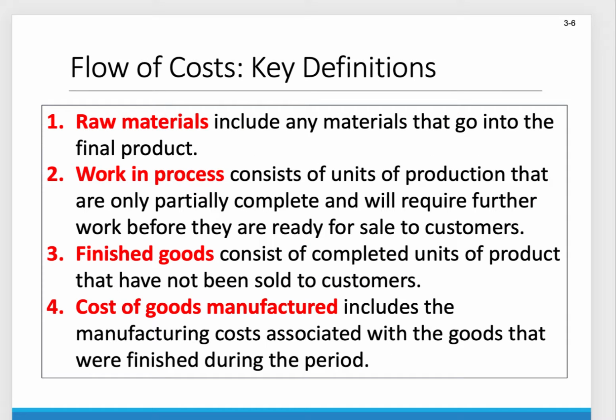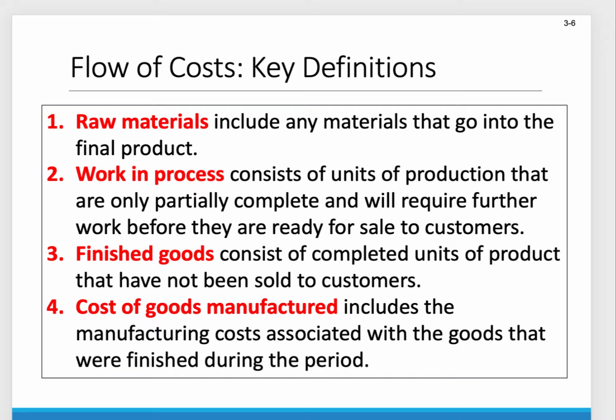Okay, so before we even jump into how costs flow, we're going to have some new accounts that we need to learn, right? First one is raw materials. We did talk about raw materials a little bit in chapter 2. Remember, raw materials in this example include any materials that go into the final product, okay?